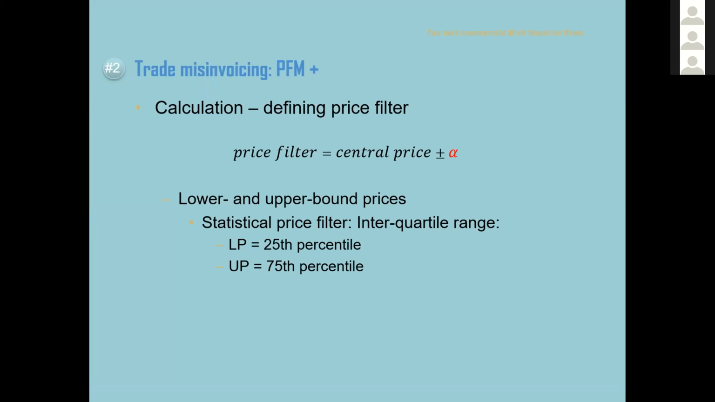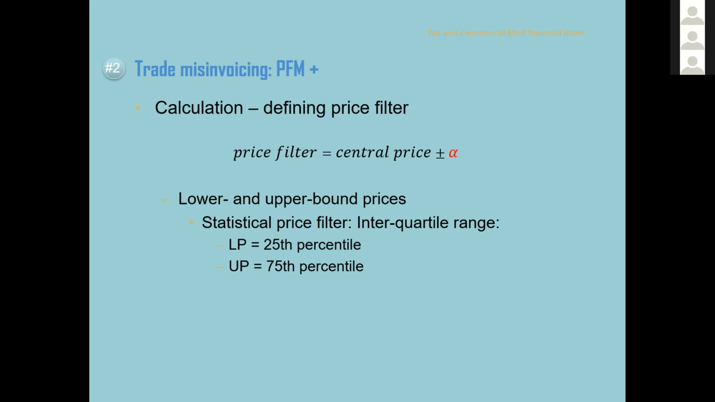In the second phase of defining the price filter, after we have accounted for the central price, we have to look into this alpha. This is the amount of variation around the central price that we deem as normal. Essentially, we again have two main approaches, and the first one, using a statistical price filter, is defining a lower and an upper bound price. In the statistical price filter, usually the interquartile range is used, which means that the lower price is defined as the first quartile or the 25th percentile, and the upper bound price is defined as the third quartile or the 75th percentile.